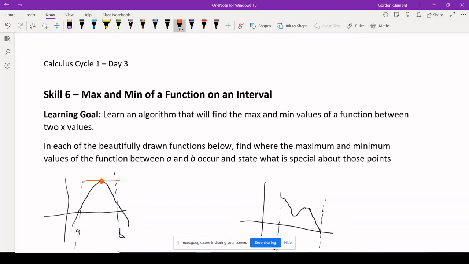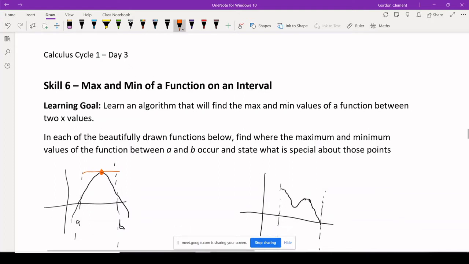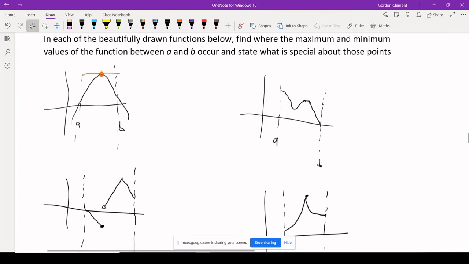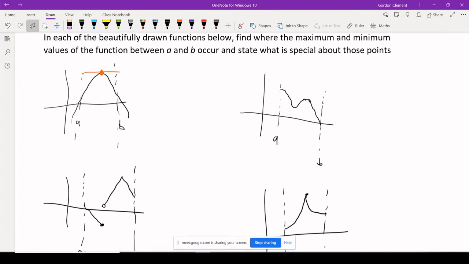So what we're going to do this afternoon is look specifically at finding the absolute max and the absolute min of a function between two x values. So on some interval, where's the biggest and where's the smallest point. I've got 4 different sketches here, and we'll talk about where these points are and what's special about those points. And then we'll come up with some steps so that we can find for sure what the max is and for sure what the min is.